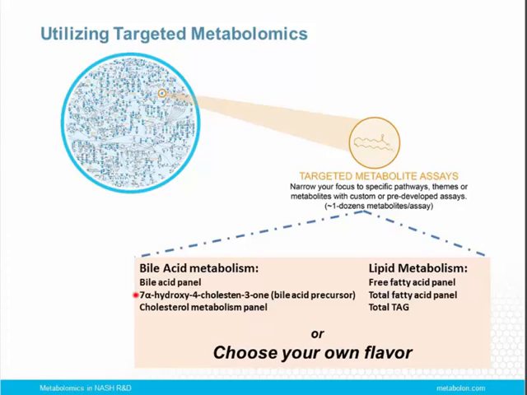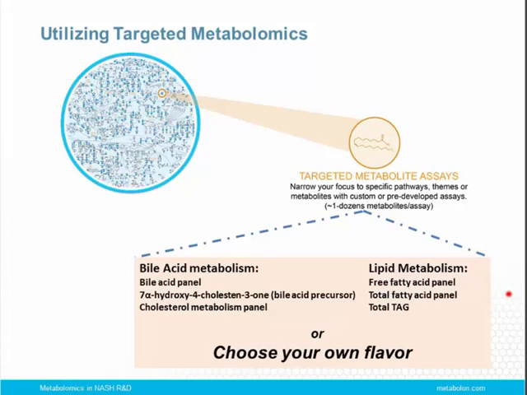We have, in addition to that, a panel that measures a bile acid precursor, 7-alpha-hydroxy-4-cholesten-3-one, and a cholesterol metabolism panel that could be of interest upstream of that. In addition to that, we have off-the-shelf panels that examine lipid metabolism, including a free fatty acid panel, a total fatty acid panel, as well as total triacylglycerides.